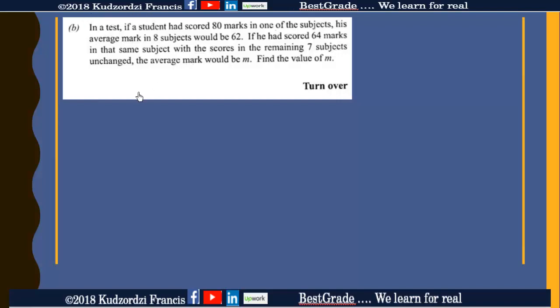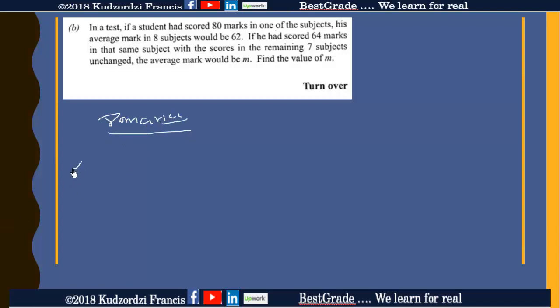In a test, if a student has scored 80 marks in one of the subjects, his average mark in 8 subjects would be 62. You have scored 64 marks in that same subject with the same scores in the remaining 7 subjects unchanged. The average mark would be m. Find the value of m. So we have 80 marks here. We have scored 80 marks.